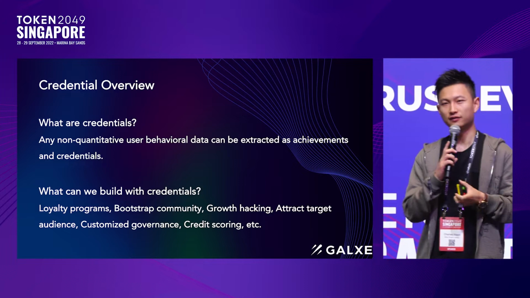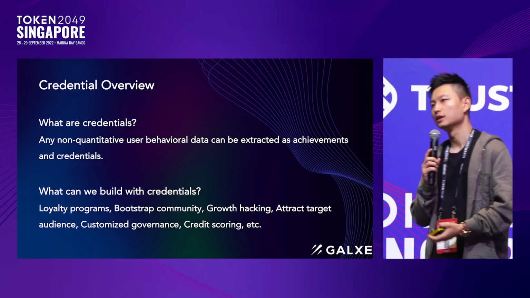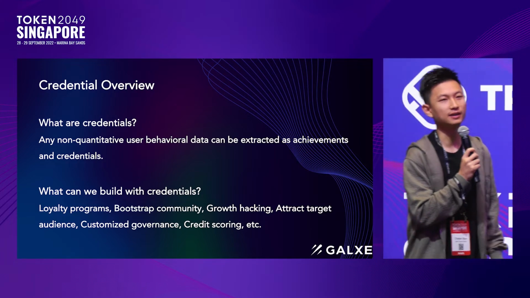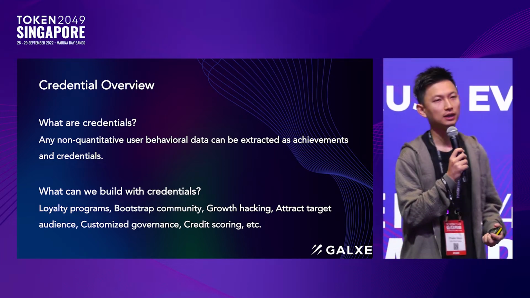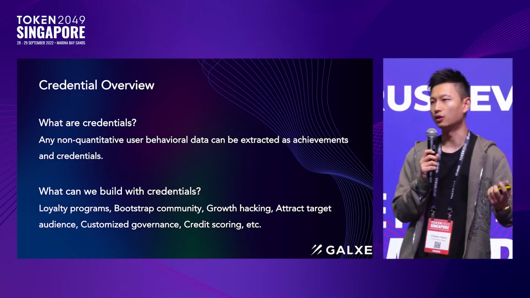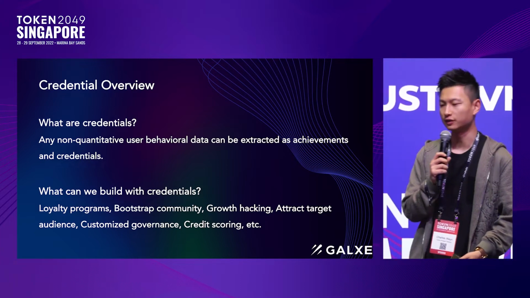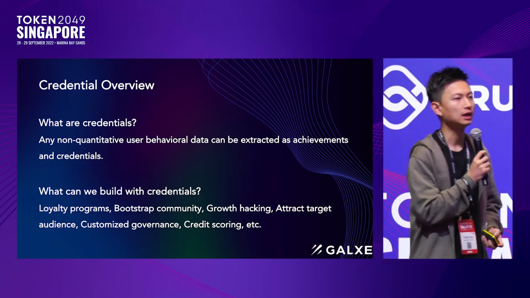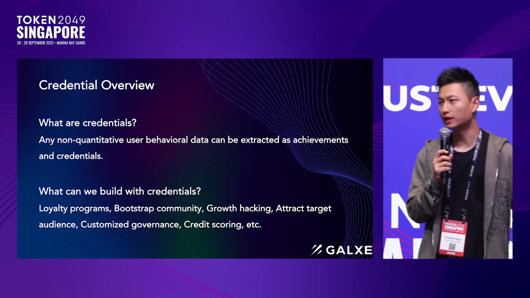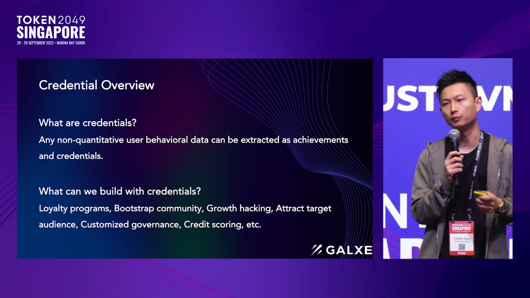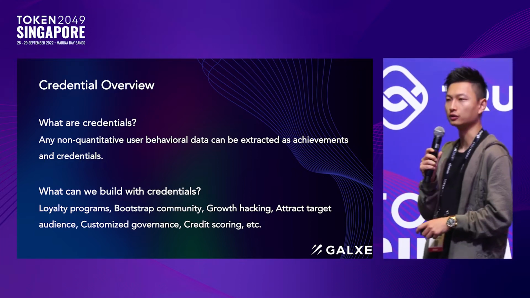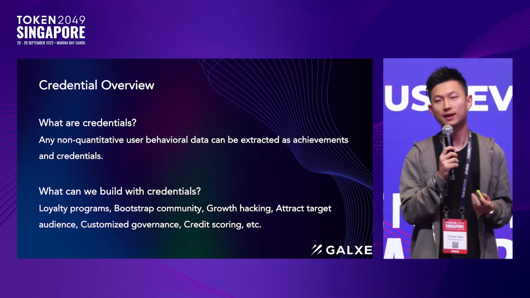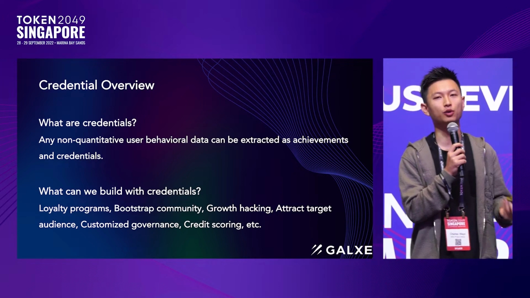On customized governance, a lot of people have brought up this topic because right now, the only way to participate in governance is to hold a lot of your governance token. However, if we're able to use the power of credentials to customize voting power for people who hold certain credentials, you may be able to let your champion users and your core contributors have more voting power in your governance.